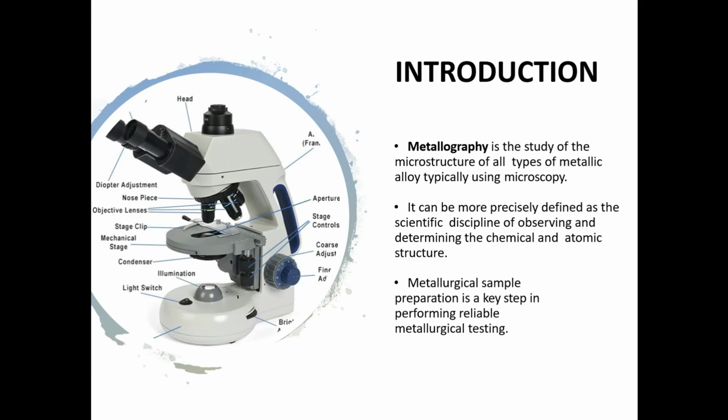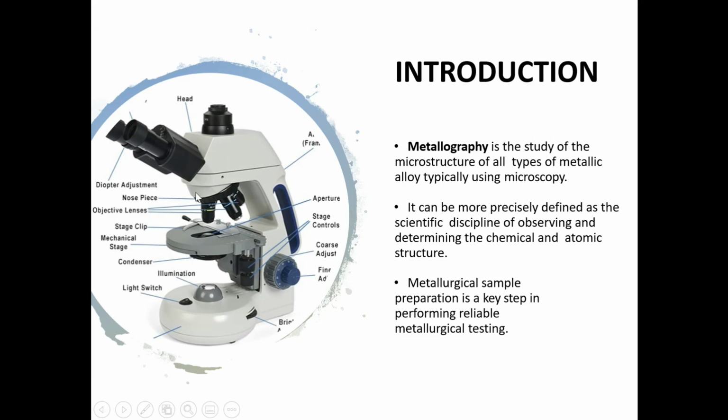The basic sample preparation process consists of sectioning, mounting, coarse and fine grinding, polishing, and so on. So it can be more precisely defined as the scientific discipline of determining the chemical and atomic structure. Metallurgical sample preparation is a key step in performing reliable metallurgical testing.